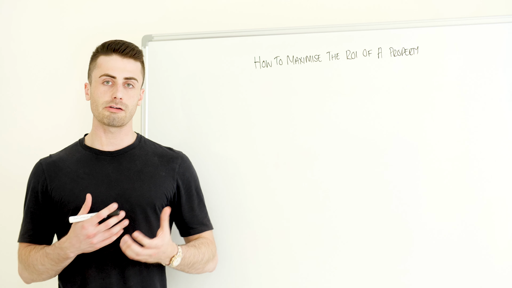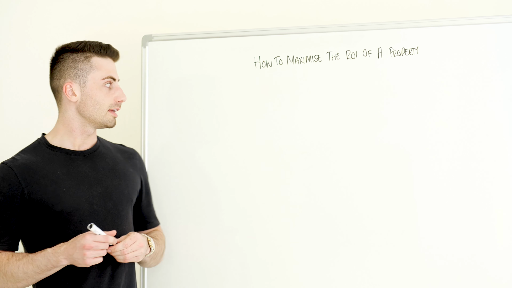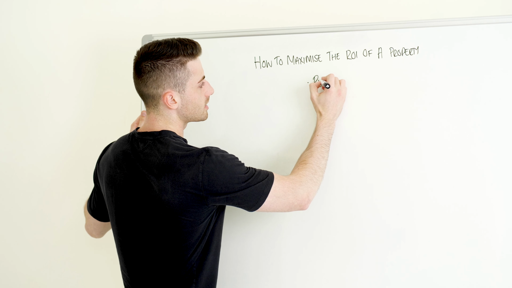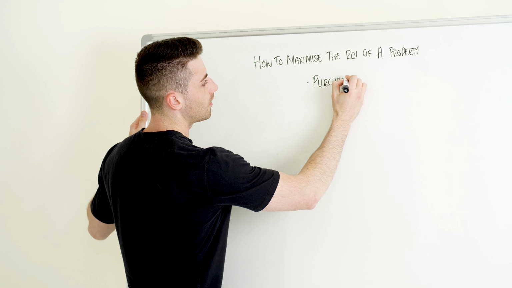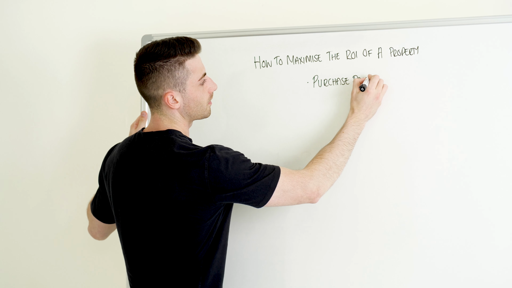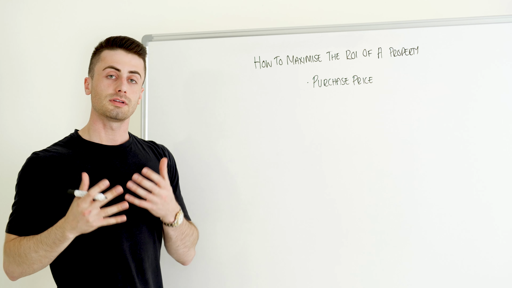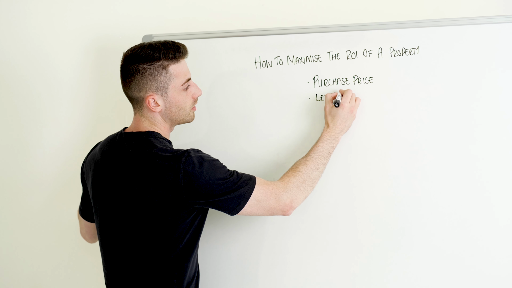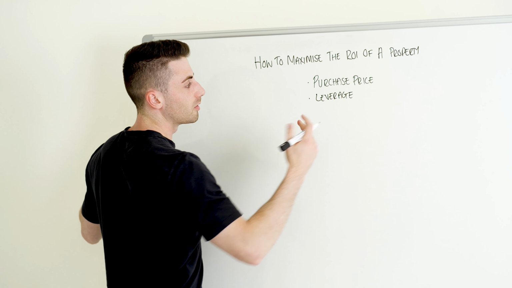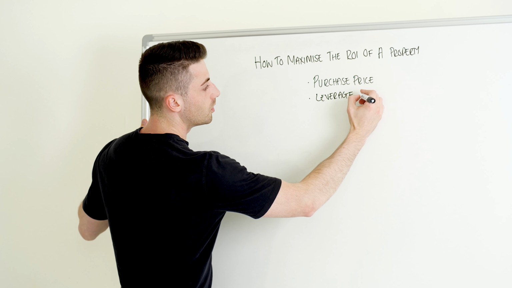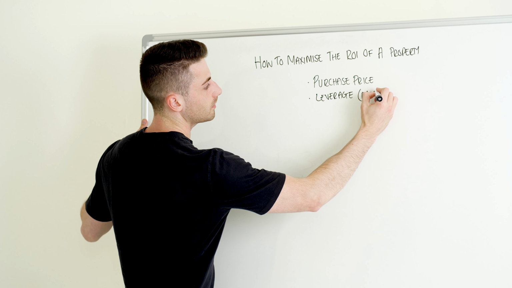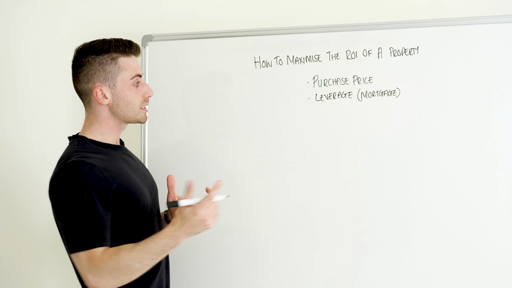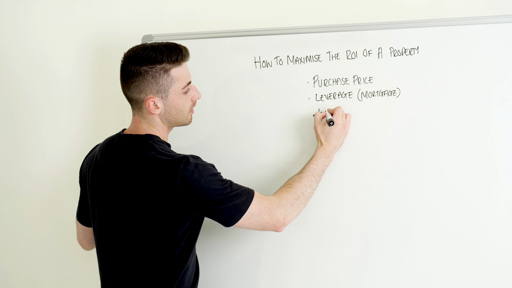So what are the main variables that come into play when investing in property? Well, they are: one, the purchase price of a property. Secondly, we've got leverage, which you may have heard the term mortgage before. So when we talk about leverage, we're talking about good debt in the form of a mortgage. We've also got the interest rate of any debt.